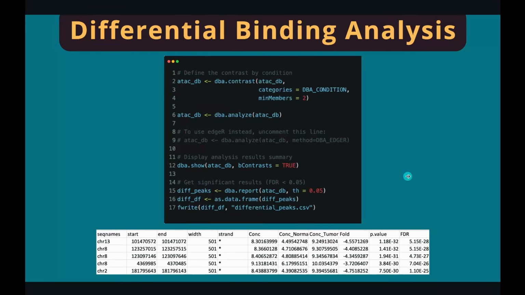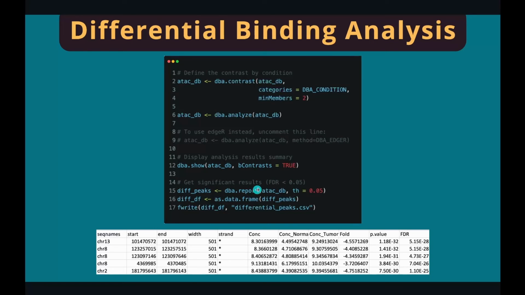For differential binding analysis, we first establish our contrast. Input is our DBA object. Categories, our condition. We need at least 2 samples in each group. We call dba.analyze to perform the differential binding analysis. You can visualize the summary of the results, or you can extract the differential peaks using dba.report.